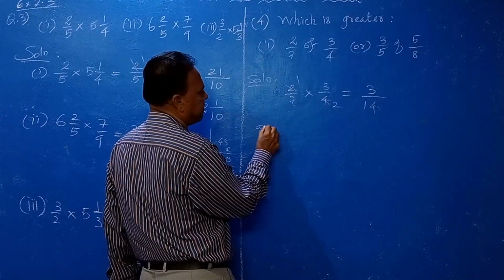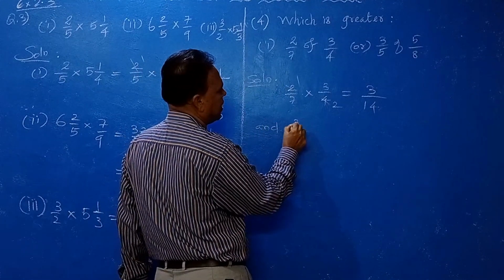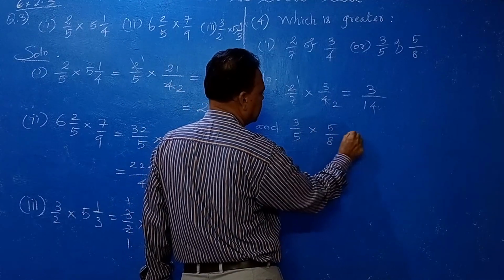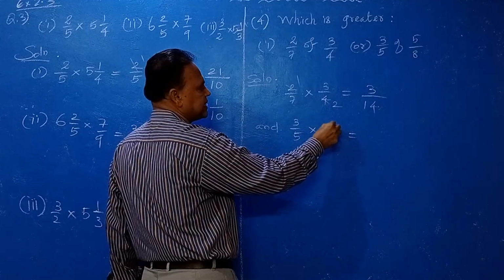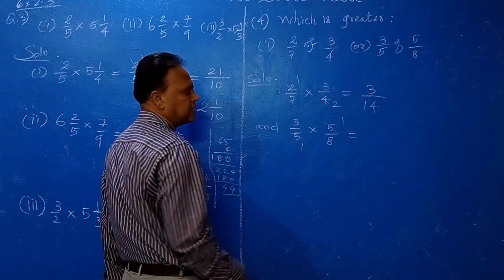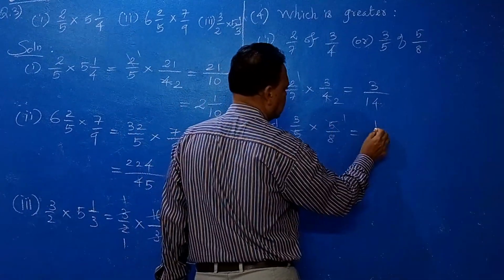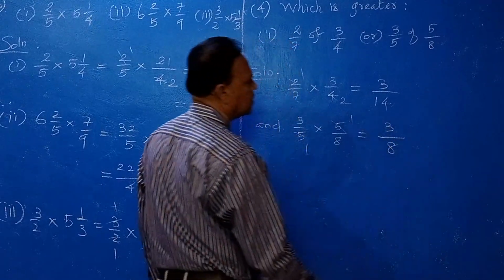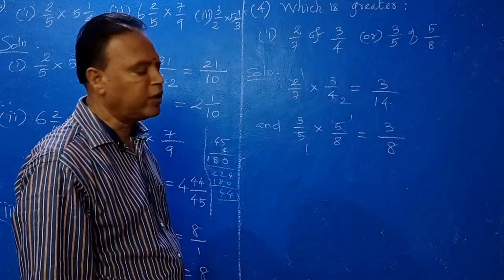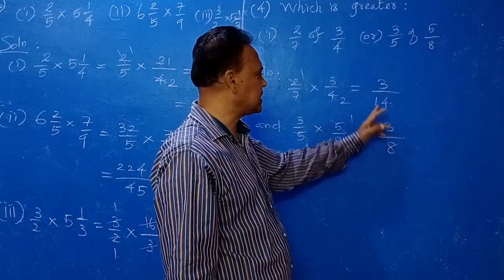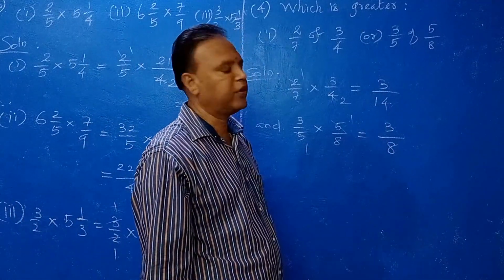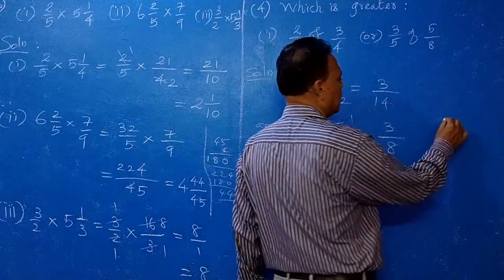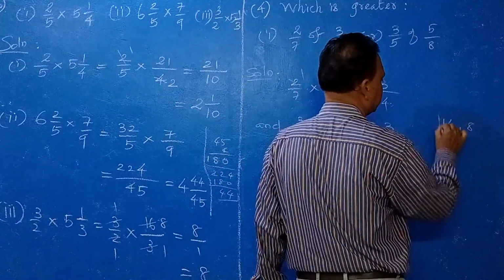And 3 by 5 into 5 by 8. This also, you see numerator and denominator are the same number. So you can cancel it. So 3 into 1, 3 by 1 into 8, 8. Now only what you have to do is make the denominator the same. Okay, you have to make the denominator the same. You take the LCM. Okay, 14 and 8, LCM you take.